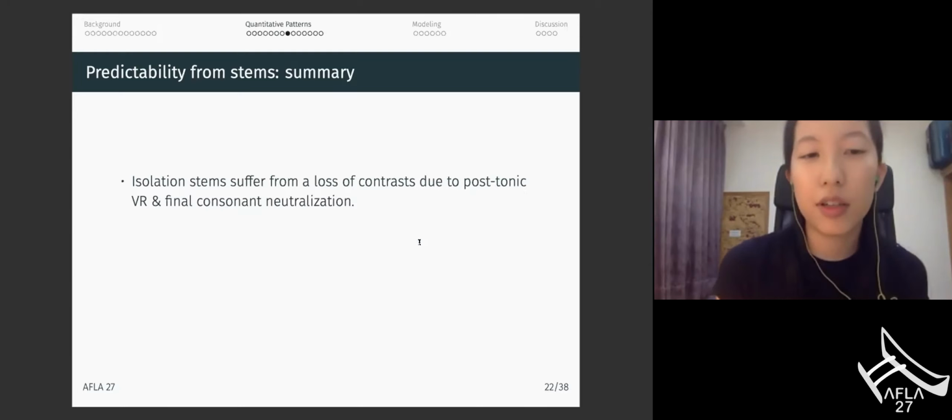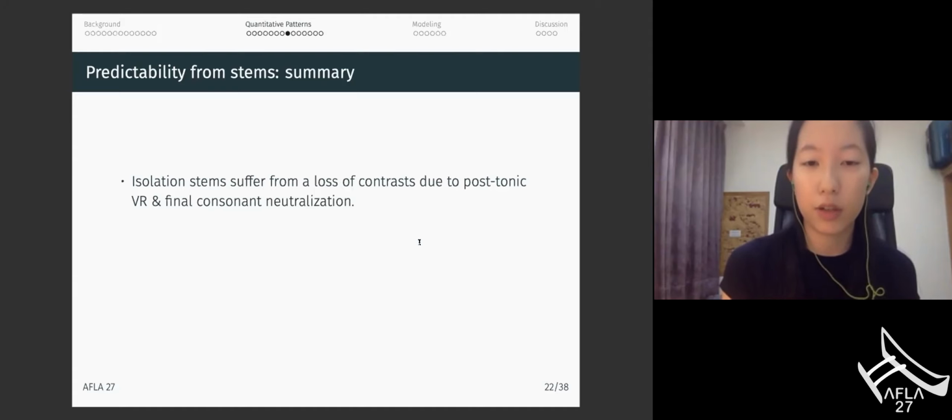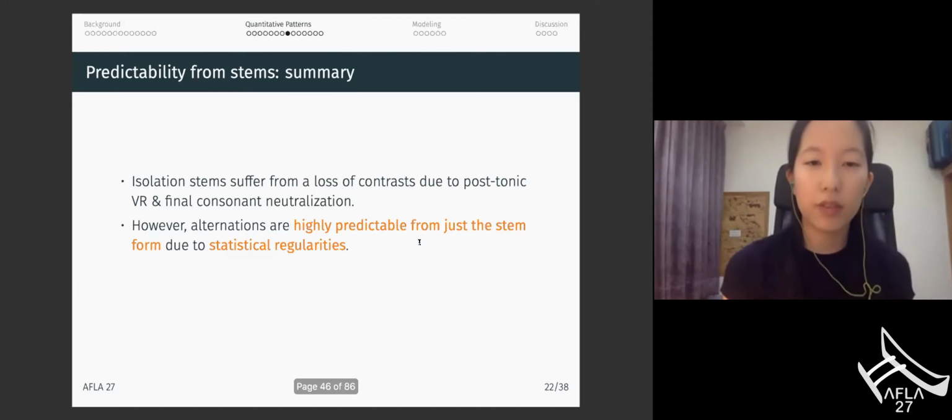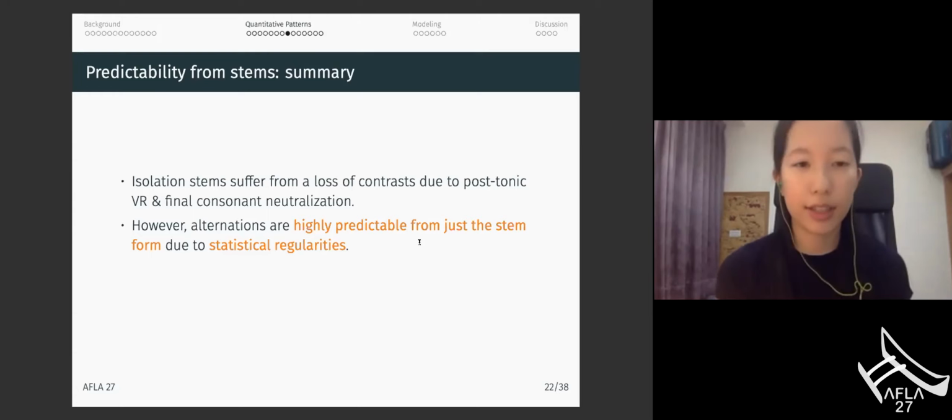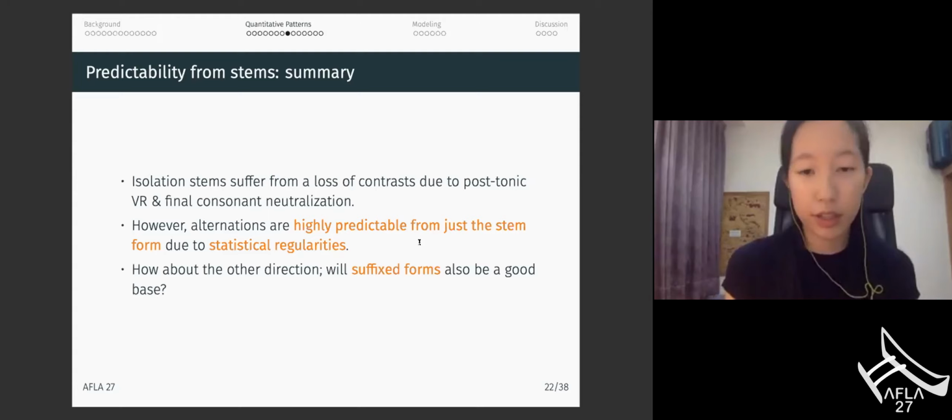So just overall, isolation stems suffer from a loss of contrast due to post-tonic vowel reduction and final consonant neutralization. However, because of the statistical regularities in the data, we can predict these alternations with relatively high accuracy. So now we can ask about the other direction. Will suffix forms similarly perform as a good base?